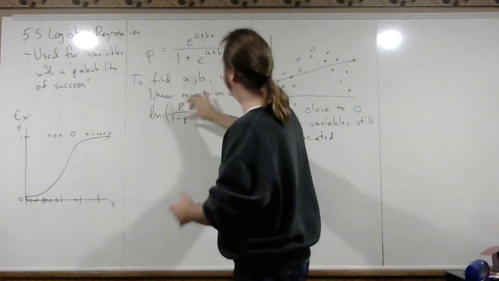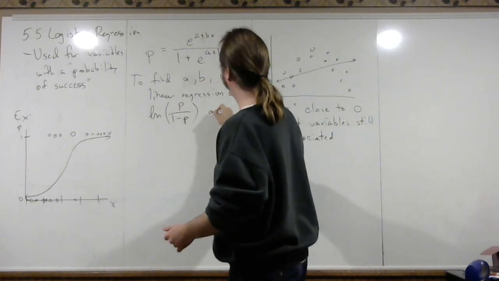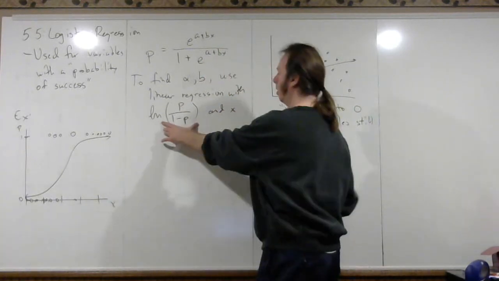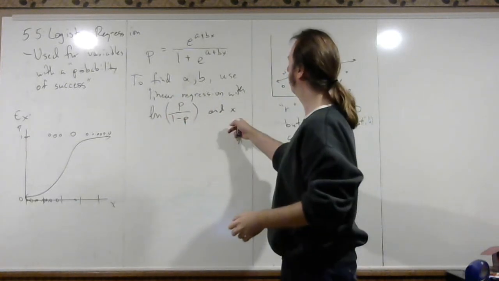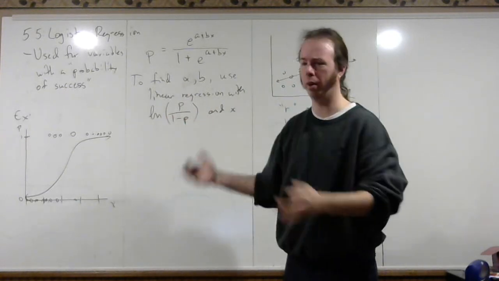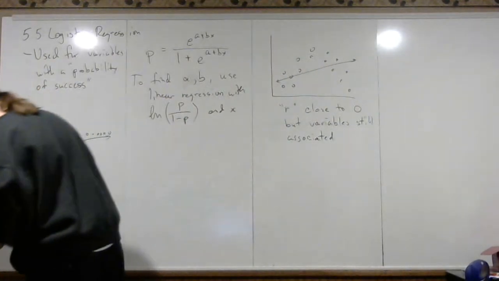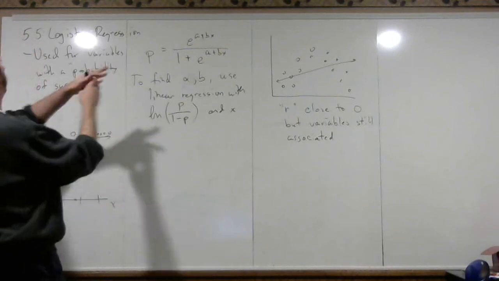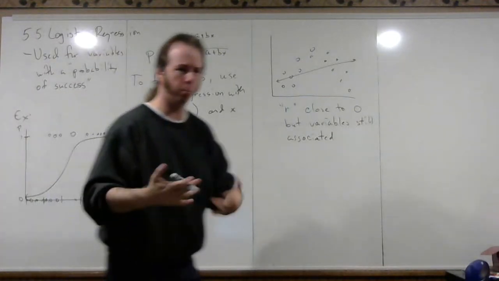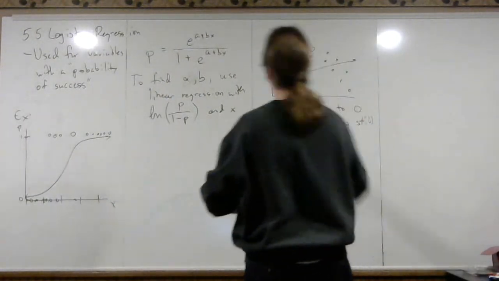With those p's and our x value. So we take our p values, we plug them into that, and then we use whatever x values we have. So if you're interested in that, that's section 5.5. There's a lot more details and examples in the book.